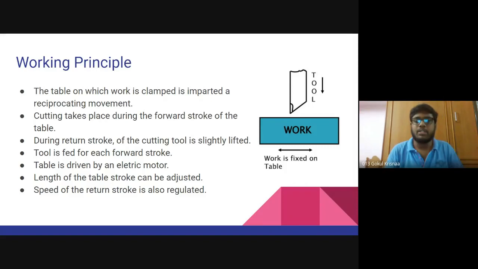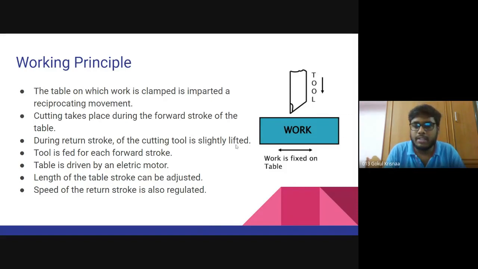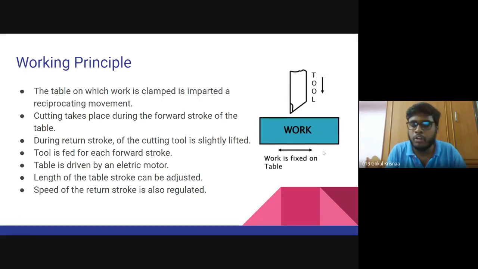This is the working principle. We can easily depict this process in this image. We will have this workpiece here, and we are having the tool around here. Now the workpiece along with the table is moved back and forth. During the forward stroke, the tool will be in contact with the workpiece, and the machining will take place. And during the backward stroke, the tool will be lifted slightly, and the workpiece will be back to its position.